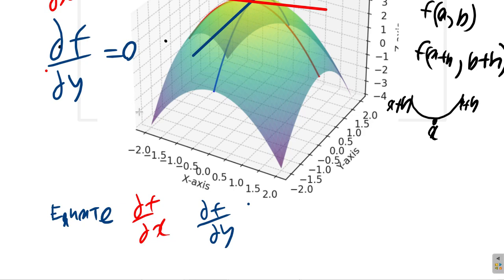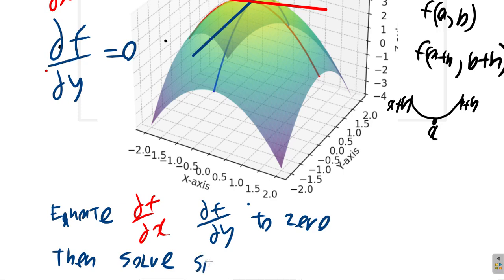What you do, equate to 0, then solve. You would have two equations in two unknowns, so it would be a pair of simultaneous equations. So you solve them simultaneously. That will give you the solutions, the coordinates of the stationary points. Right?